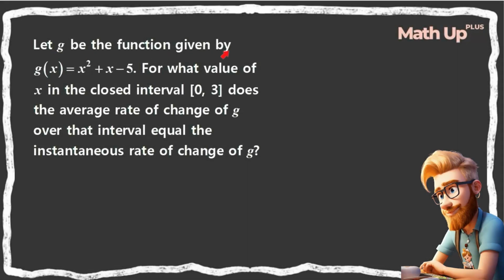Let g be the function given by g of x is equal to x squared plus x minus 5. For what value of x in the closed interval from 0 to 3 does the average rate of change of g over that interval equal the instantaneous rate of change of g?